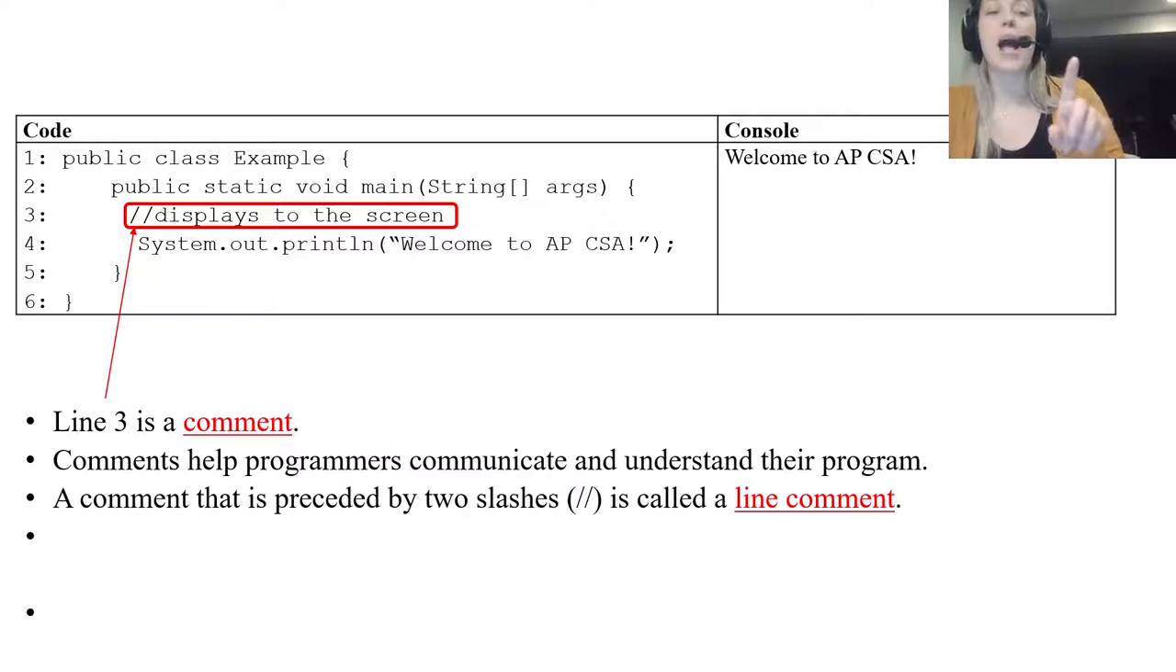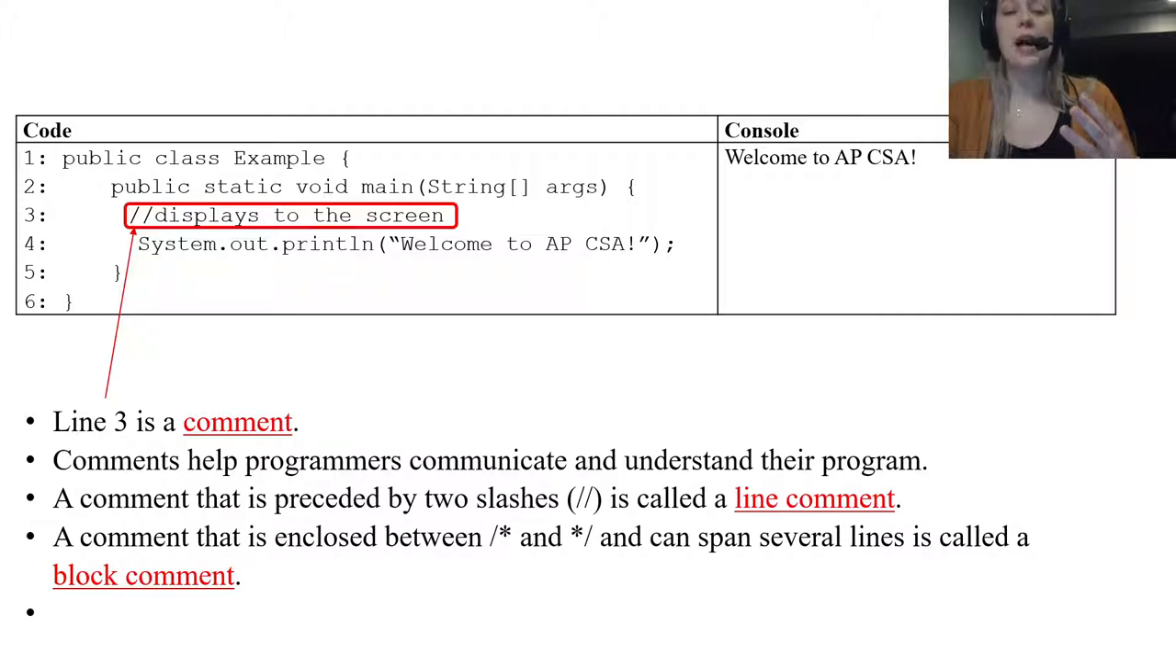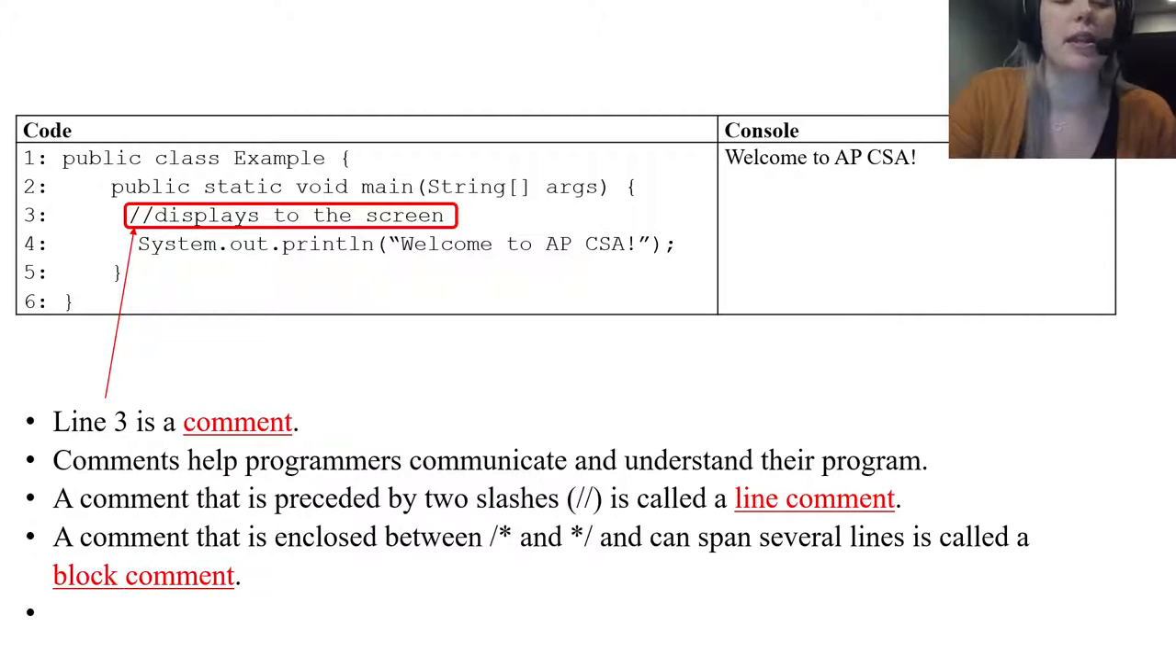So the comment starts with two slashes, and everything after the two slashes is called a line comment. And that line comment, everything after those two slashes, is just purely for the programmer. It will not do anything to the console. It will not affect anything in your code at all. It is just for you as the programmer. The program skips over that line, basically, is what you can think of.